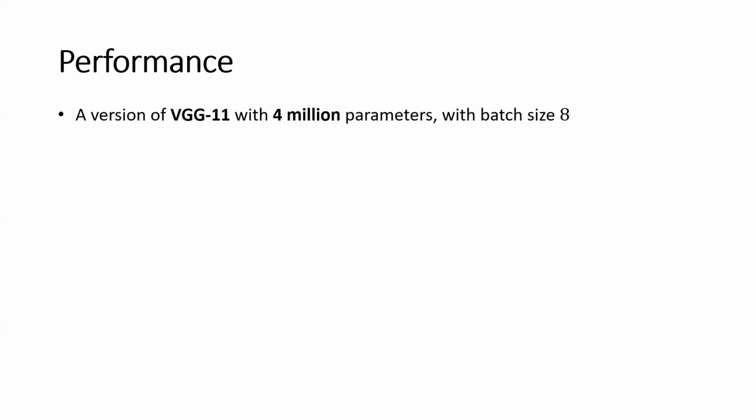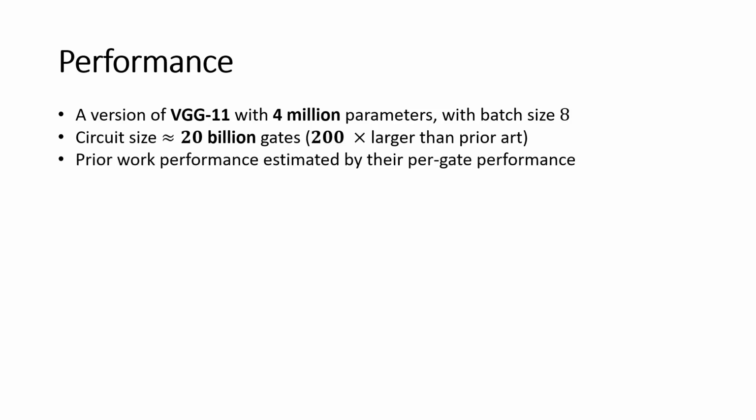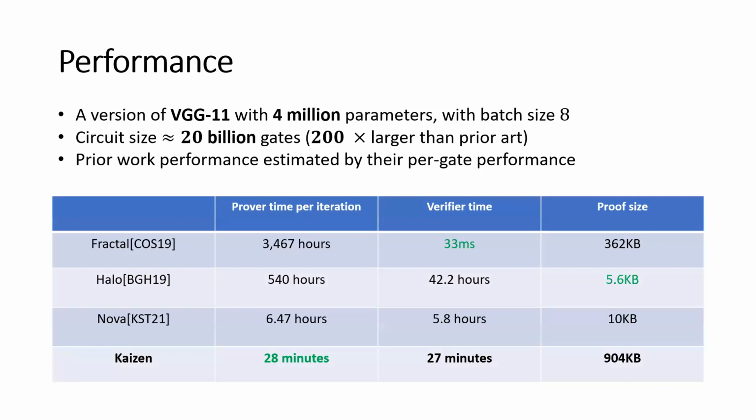And for performance, for example, suppose that we have a quantized version of VGG11 with 4 million parameters and batch size 8. The circuit size for each iteration of this model is about 20 billion gates, which is 200 times larger than the prior art limitation. And we just estimated the prior work performance based on their per gate performance.